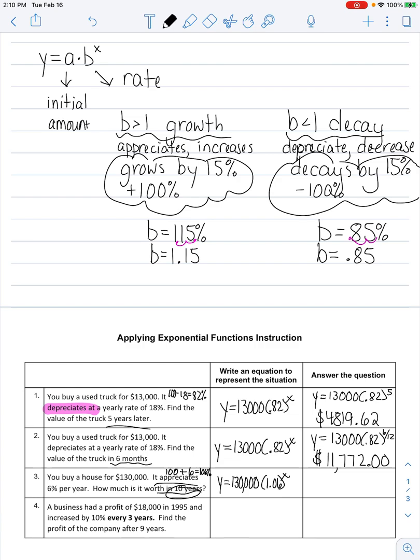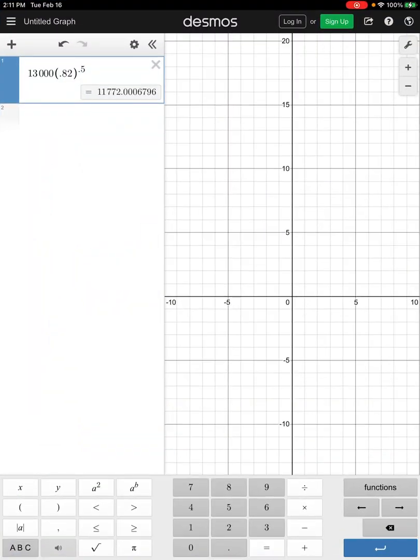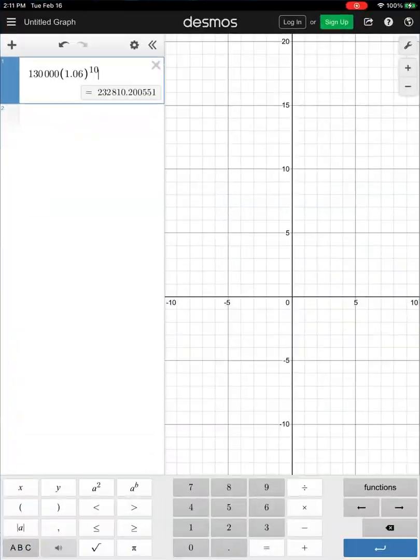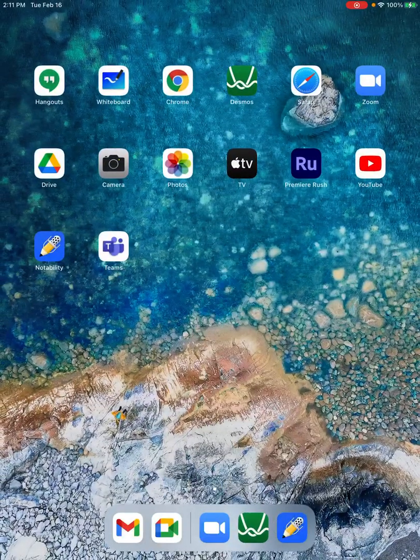Then it says, how much will it be worth in 10 years? So I'm going to take my equation times 1.06 to the 10th power, and I type that in my calculator. 130,000 times 1.06 raised to the 10th power is $232,810.20.